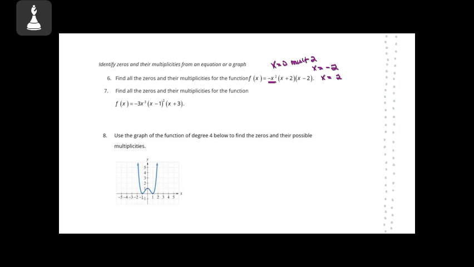In 7, our equation is -3x to the 3rd, the quantity x minus 1 squared, and then x plus 3. So working with this first piece is going to give me the x equals 0. Because it's to a 3rd power, it's multiplicity 3. Next one, x minus 1 is going to give me the value +1. Because it's squared, it is multiplicity 2. And then the last one, +3. X plus 3 means the value is -3, and there is no power, so I don't need to write anything.